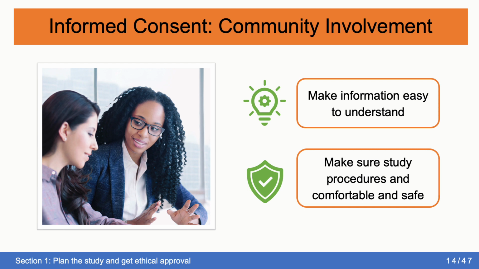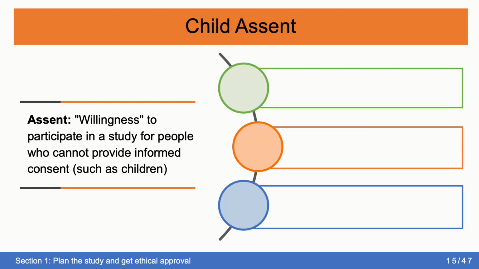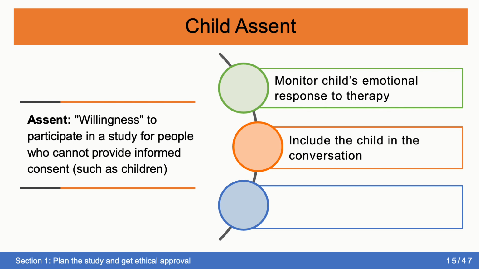This way, more people will want to participate and get as much benefit as possible. Assent is a term that refers to the willingness to participate in a study for someone who cannot provide informed consent, such as children. There are special rules for recruiting participants who cannot give informed consent. For example, young children cannot give informed consent, but we can use other methods to see whether the child wants to participate. For example, researchers can see whether a young child seems happy or frustrated when they are participating in the study. Researchers can also include children in conversations about the study.